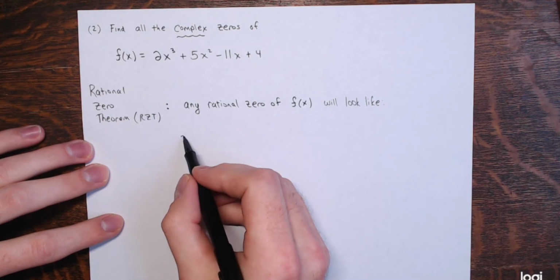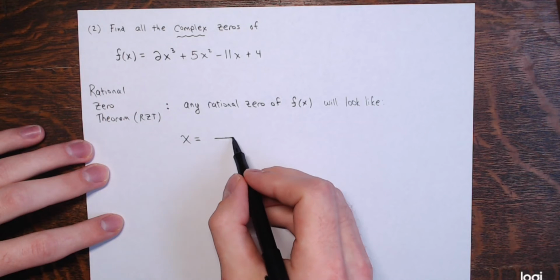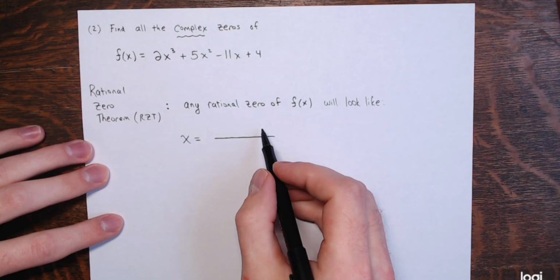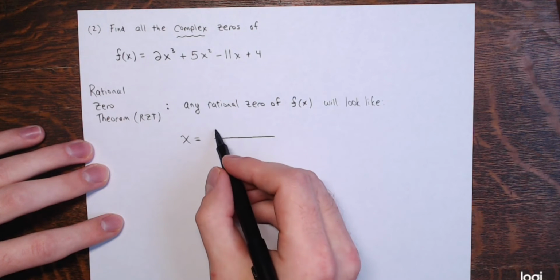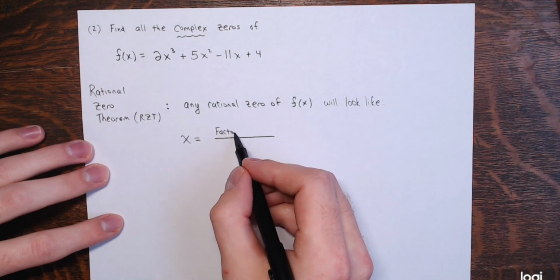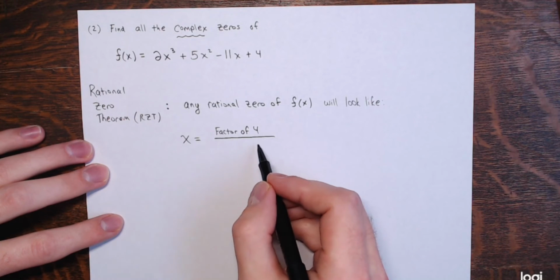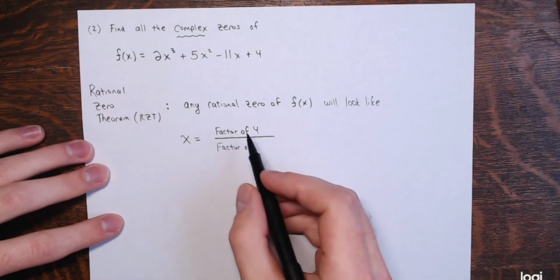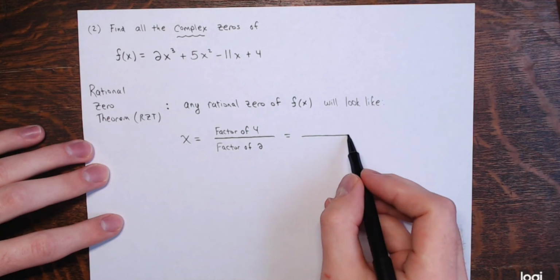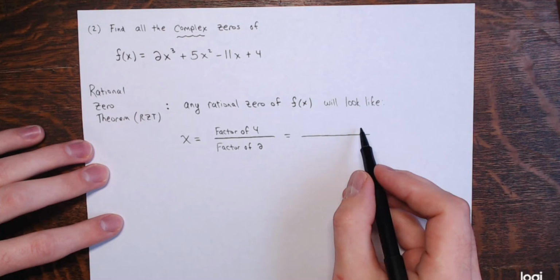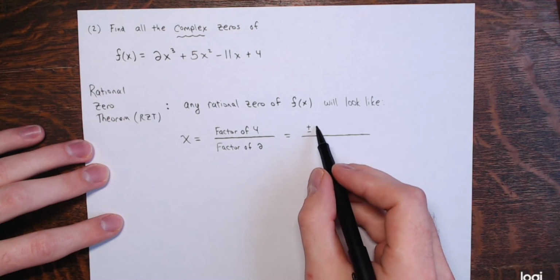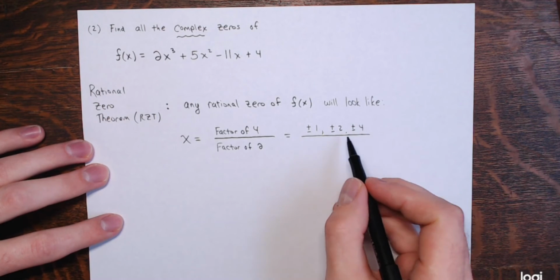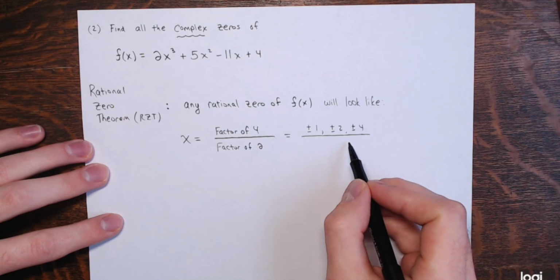X equals, and then you have a rational number, integer over integer. The numerator has to be some factor of the constant term, so some factor of 4. And the denominator has to be some factor of the lead coefficient, which is 2. And then over here I'll put in the possible numerators. The factors of 4 are positive or negative 1, positive or negative 2, and positive or negative 4. And since I have the negatives up here, I don't need them down here. The only factors of 2 then are 1 and 2.